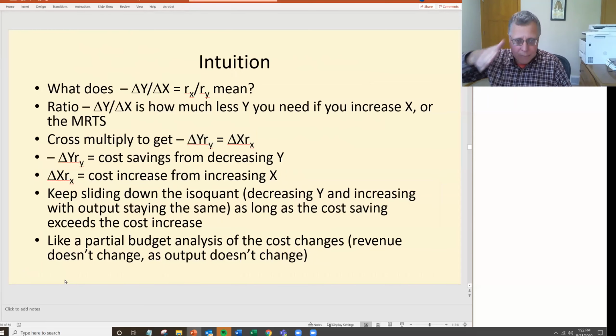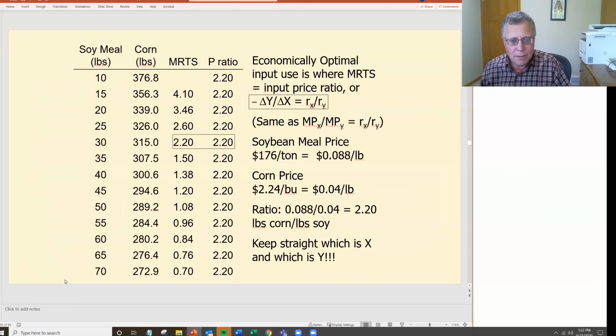You're sliding down the isoquant until you find the spot where the price ratio is equal to the marginal rate of technical substitution, delta y over delta x, or where the cost savings from decreasing y just equal the cost increase from increasing x. As you go down the curve, your MRTS gets smaller and smaller, but the price ratio stays the same. You just keep coming down there until you break even, and then you stop.